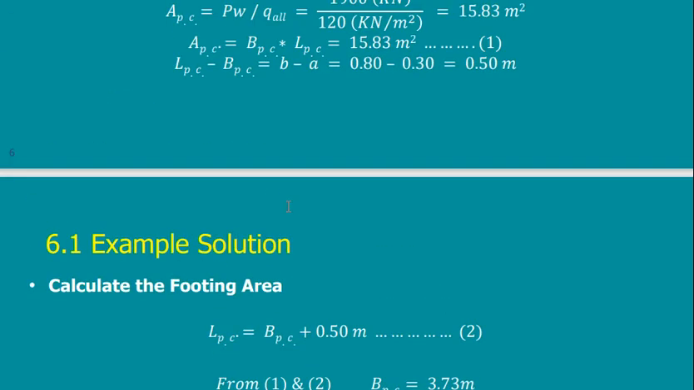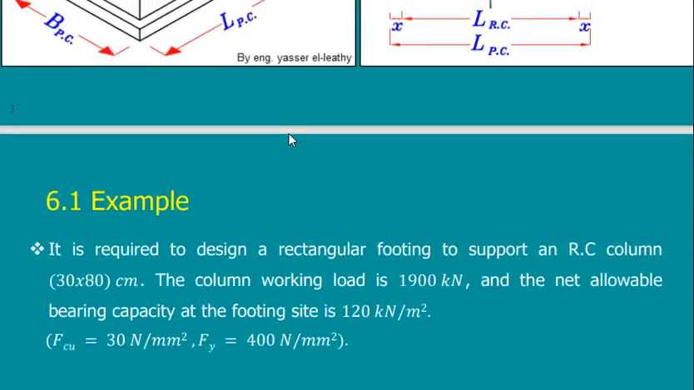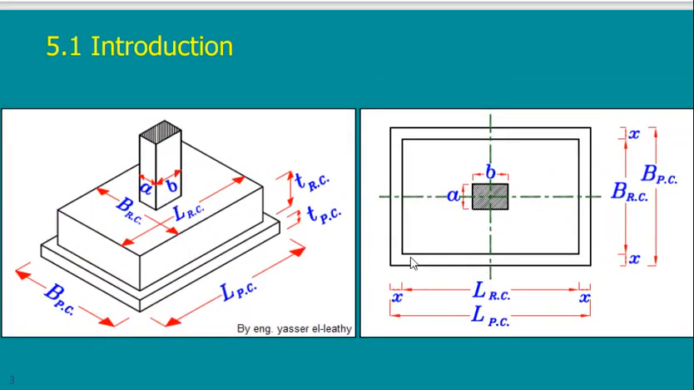Let's not confuse two things together. We have the difference between L and B is equal to the difference between the dimensions of the column. This is one thing. But what is the relation between this and this? What is the relation between LRC and LPC? And what is the relation between BPC and BRC? Is it the 1-to-1 ratio? Yes, this is the 1-to-1 ratio.